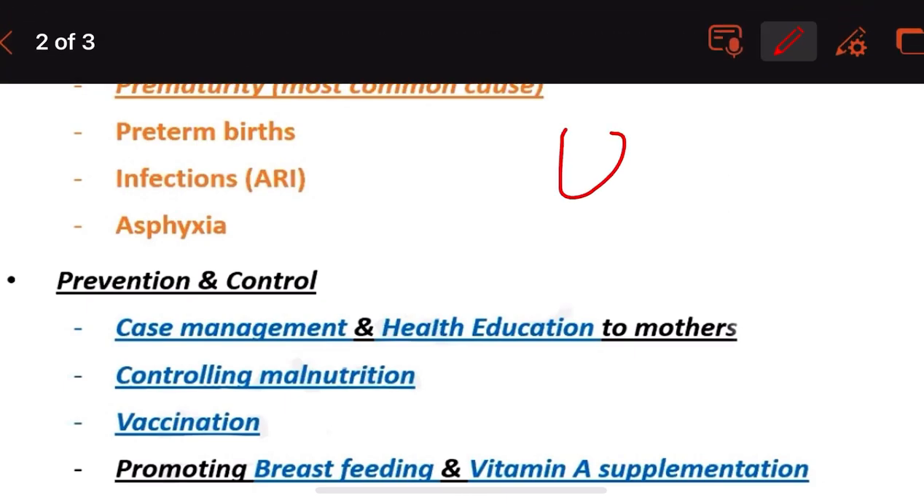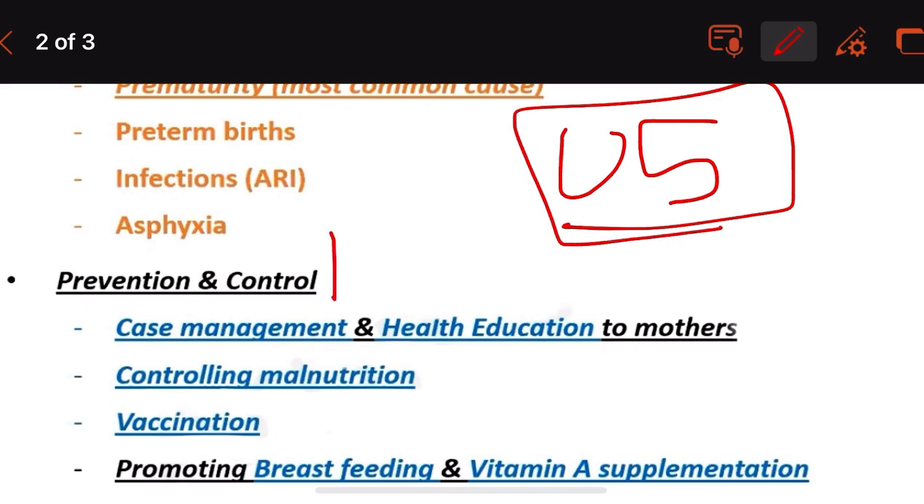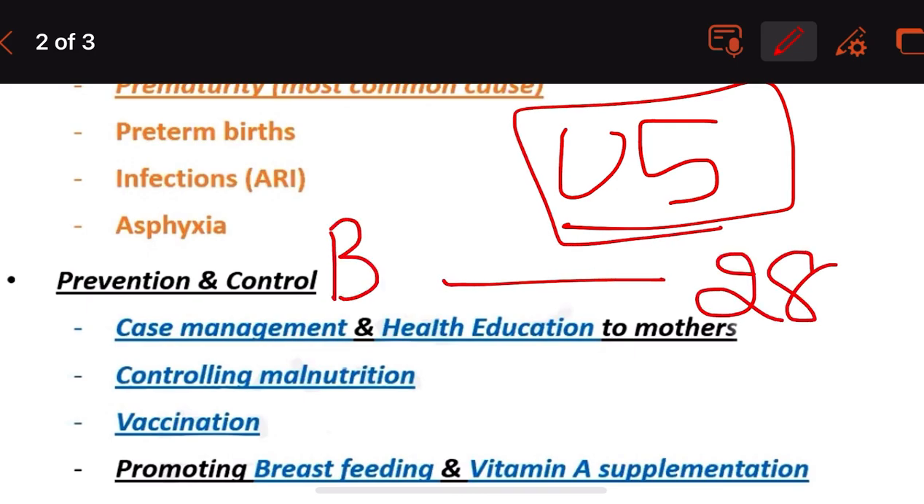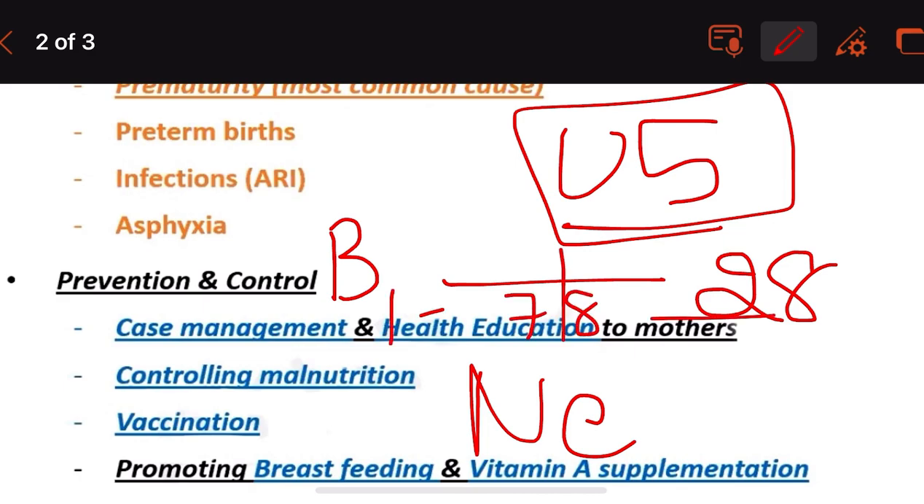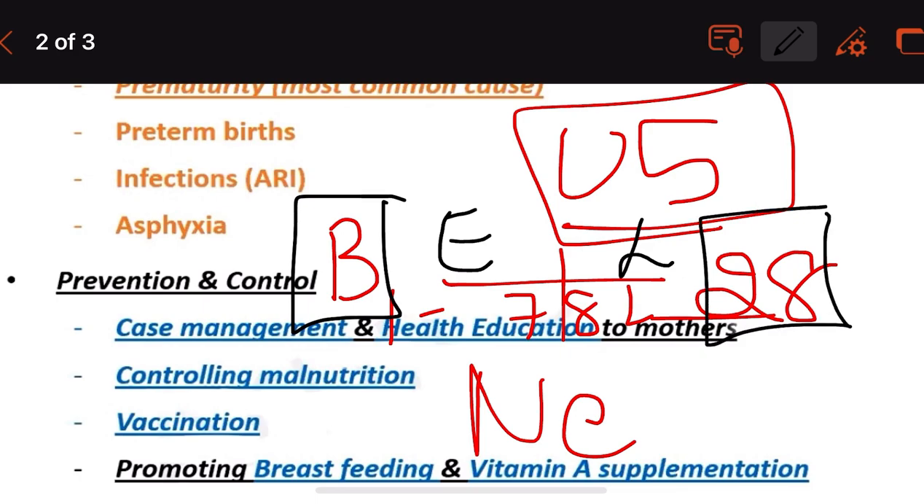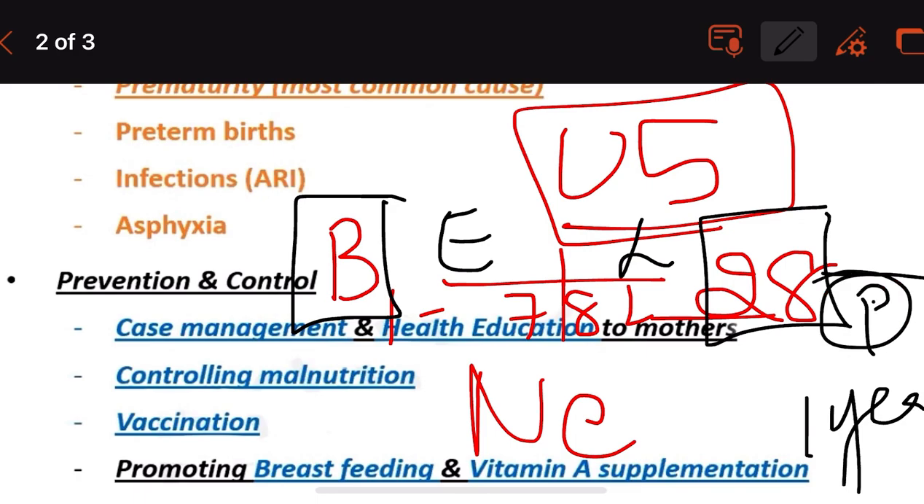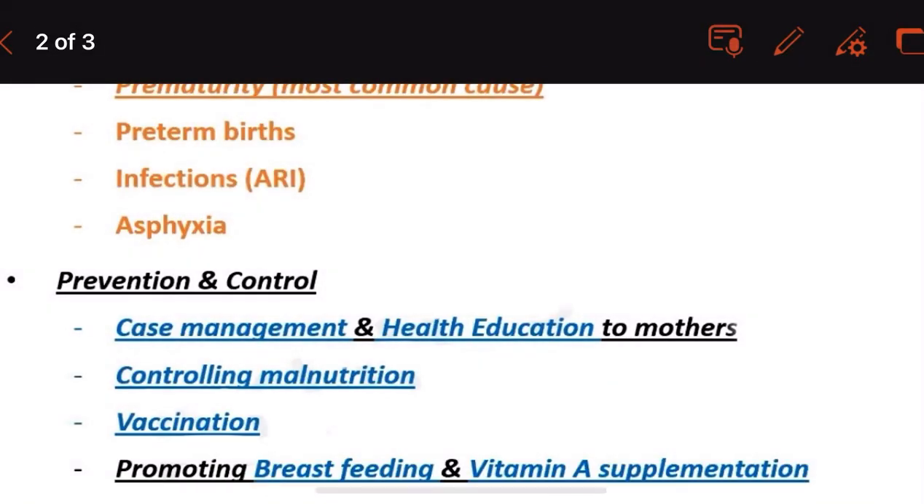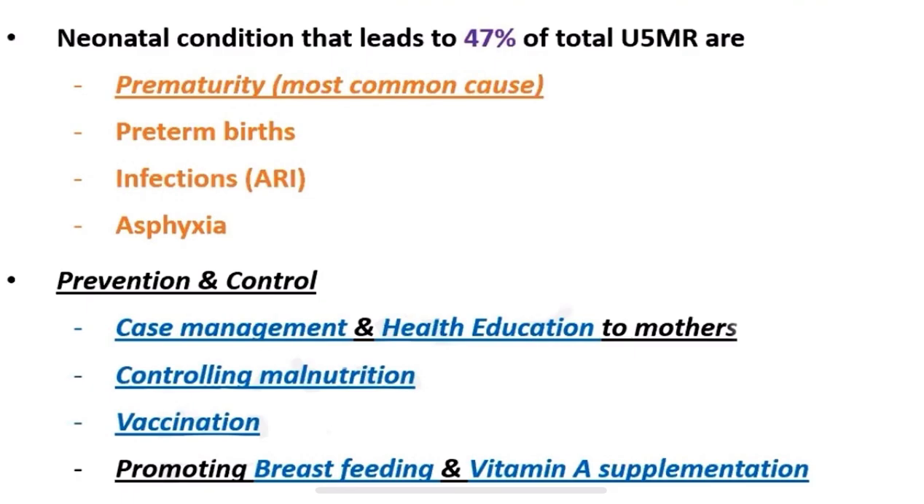Next, neonatal conditions lead to 47% of the under 5 mortality. So what all comes under 5? Birth to 28 days is a neonate, right? In that, early neonate is 1 to 7 days, and late neonate is from 8 to 28 days. Then 28 days to 1 year is a post neonate. Now the neonates, from birth to the first 28 days, contribute 47% of the under 5 mortality.